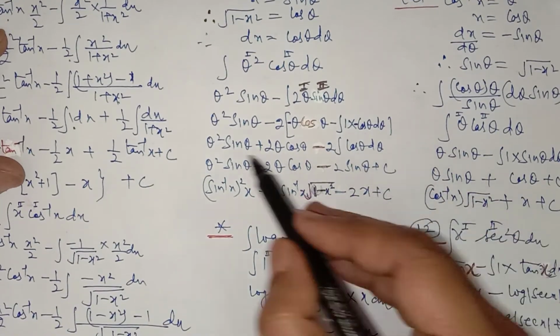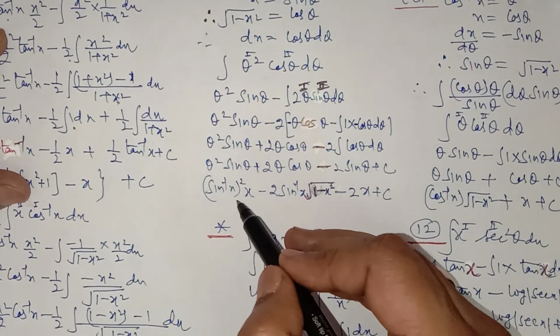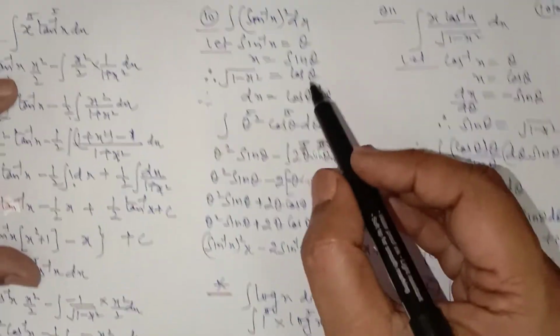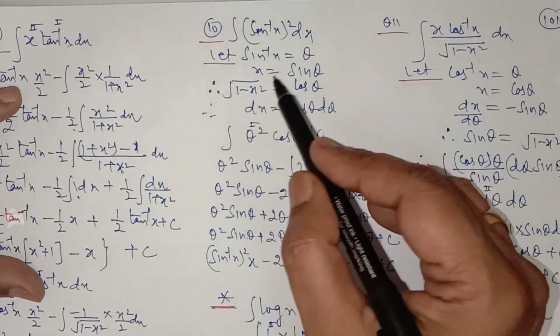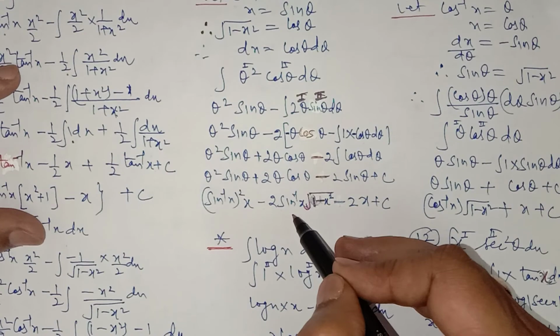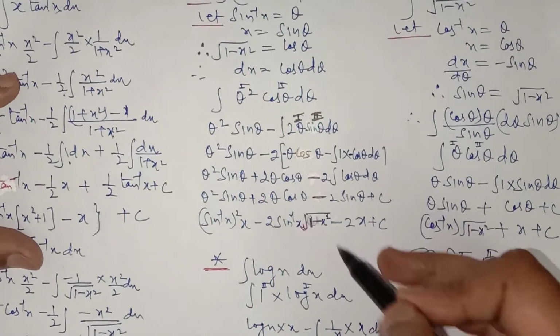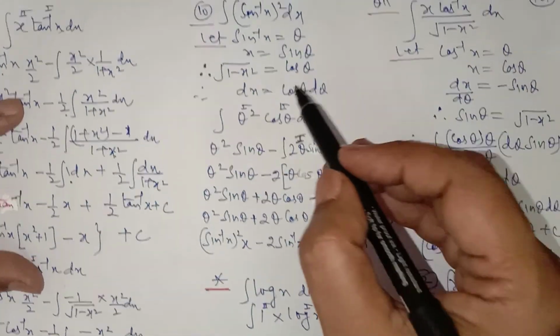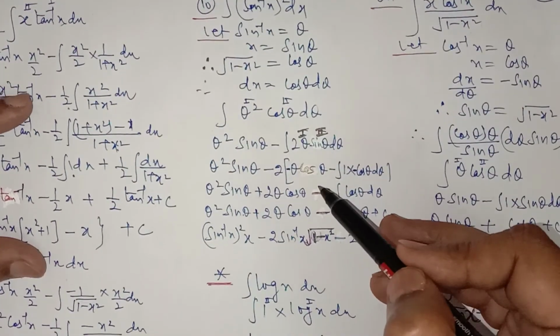Now put the value of theta, which is sine inverse x, put the value of sine theta, which is equal to x, theta is sine inverse x, and cos theta is under root 1 minus x square, and like this, because the question is in terms of x and you have to write the answer in terms of x only.